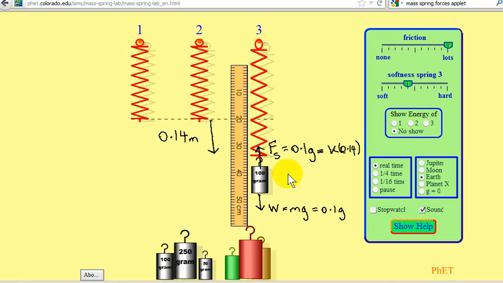So you can see that from this equation we can actually work out what K is. K is 0.1 g divided by 0.14. This here is the spring force, so it's measured in newtons, and we divide by the extension, which is in meters. So the spring constant has units of newtons per meter. So for this particular spring, K is 7 newtons per meter.